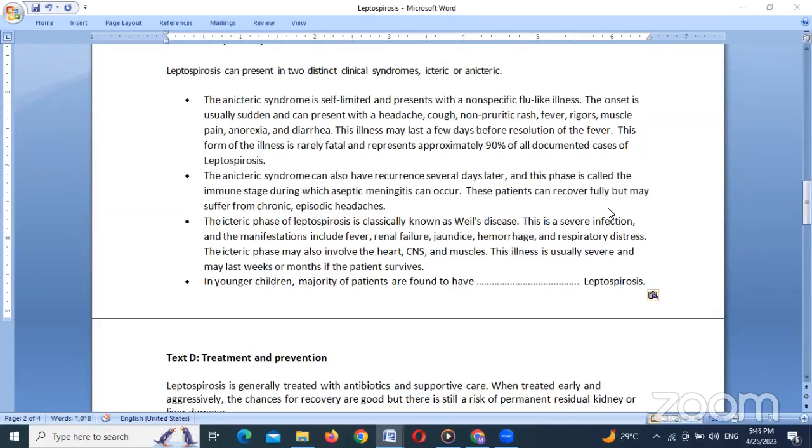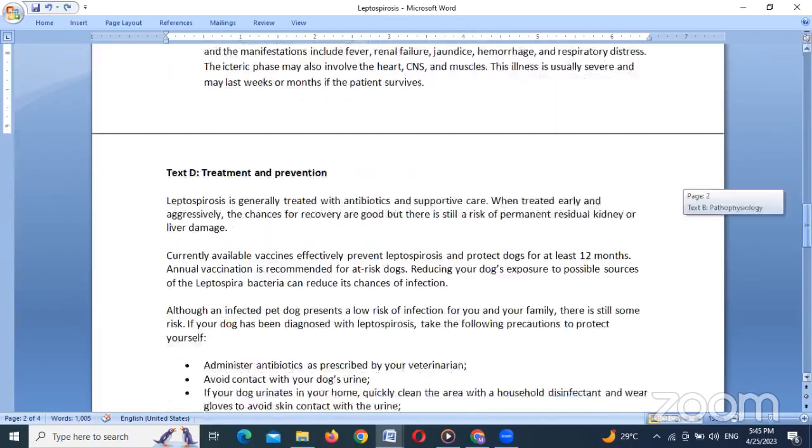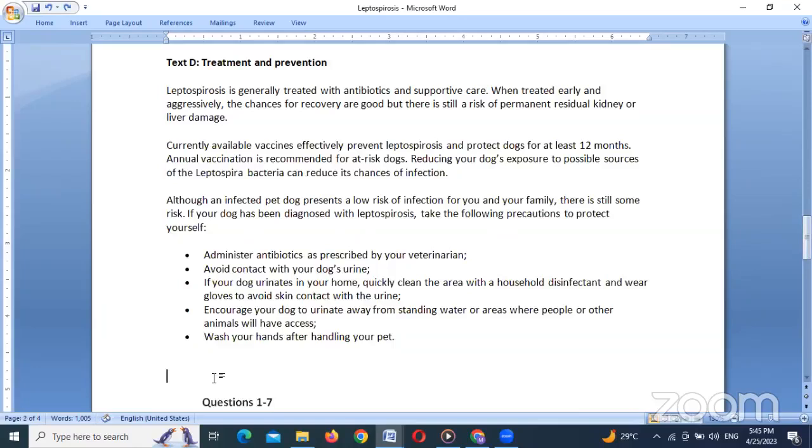Okay. Can you find the answer in text C? No, sir, not here. So where should we go now? B? D? Okay. So here is your text. Here is your question. I think B, Bravo. Okay, no. Let us find it in D. Can you find it in D or not? No, sir. I think it's not here.